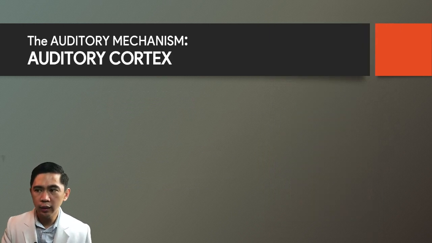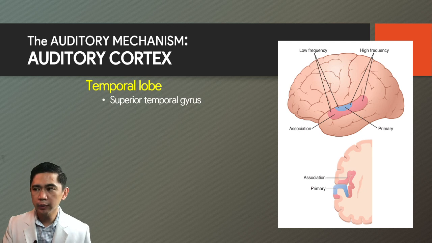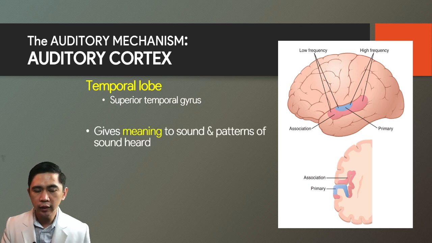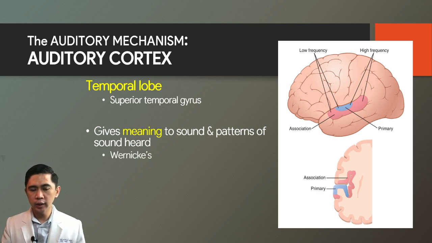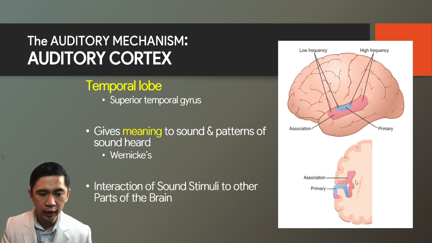Let's talk about the auditory cortex. Sound will eventually end up in the temporal lobe, in the superior temporal gyrus. This area of the brain will give meaning to sound and patterns of sounds heard, and this is particularly present in Wernicke's area. The auditory cortex also has a primary and an association area.